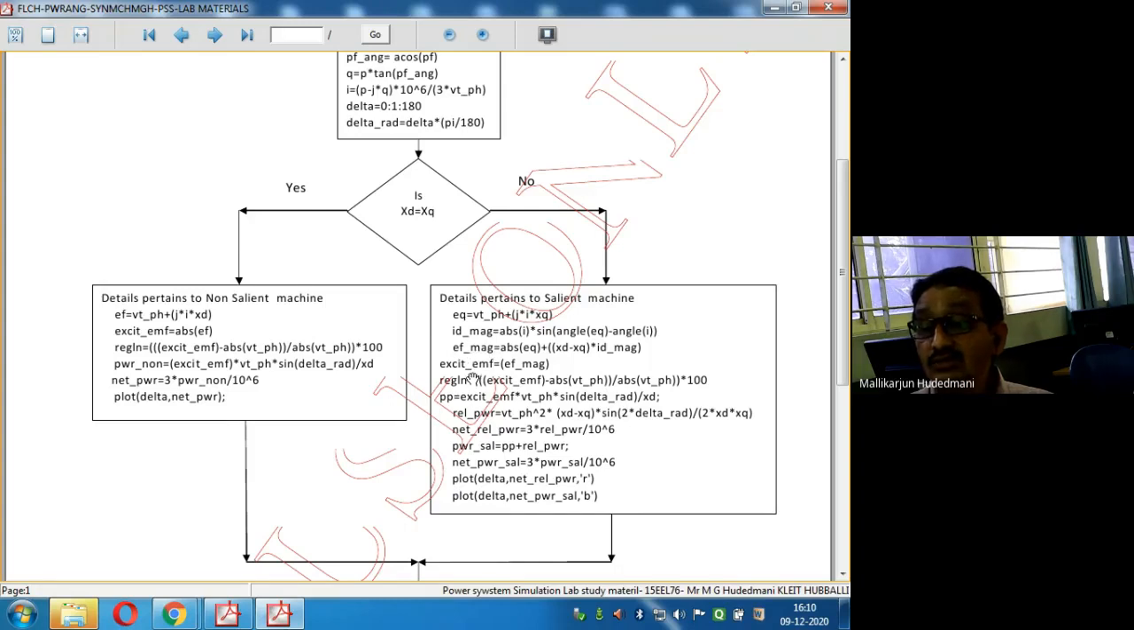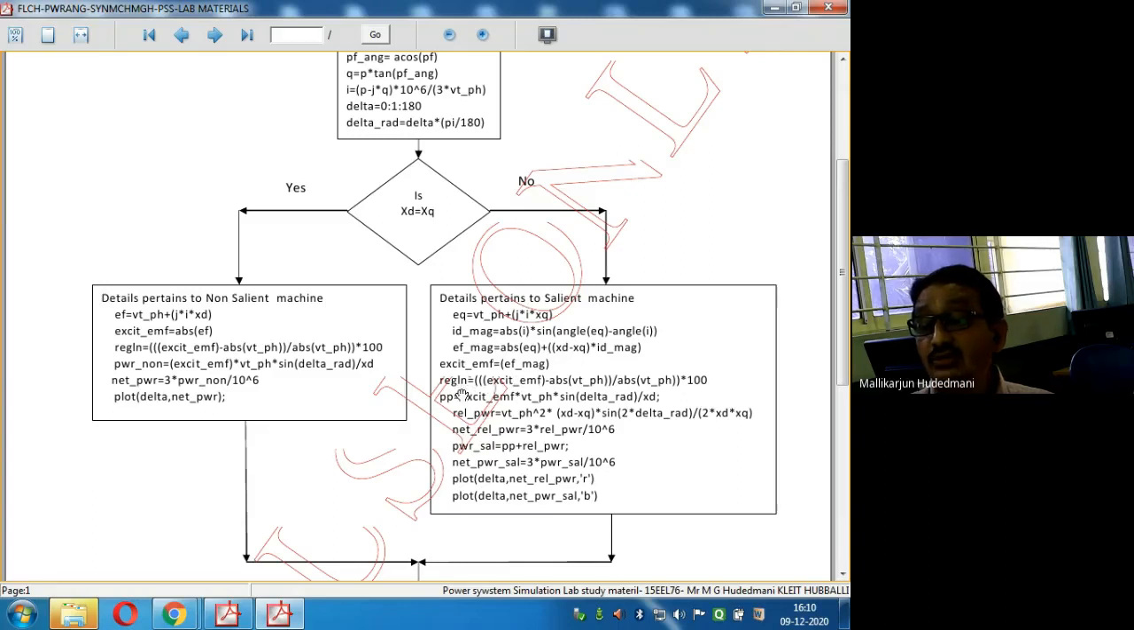I write once more excite underscore EMF because I use this keyword common here also. When the condition is this way, the same parameter comes from this; when the condition is this side, the same parameter comes by this path. Hence, I made some variable common between these two. You can see excite underscore EMF, excite underscore EMF. Whether I get through this path or this path, only the condition makes me different. Suppose EMF is obtained, I want to put it as excitation EMF or EF magnitude.